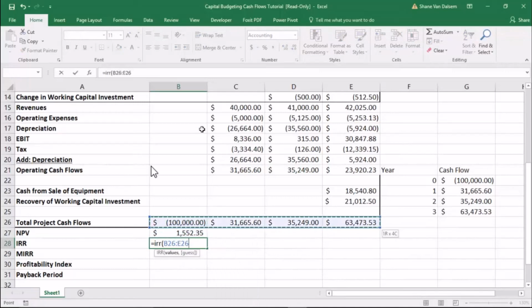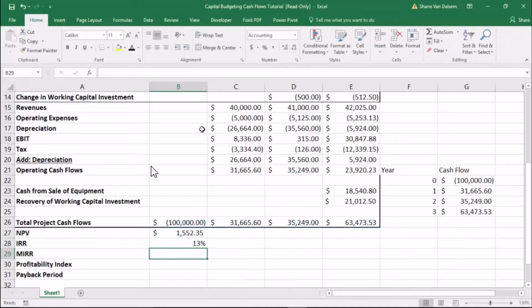My IRR equals IRR, and I highlight all of it. And I get 13% there. Let's take it out, 12.8%.